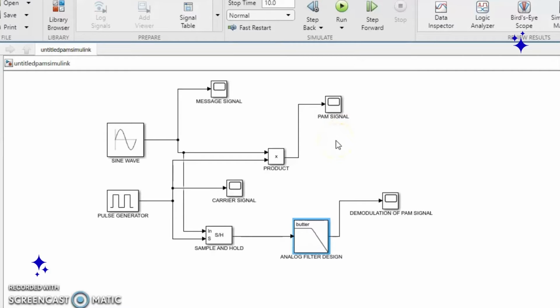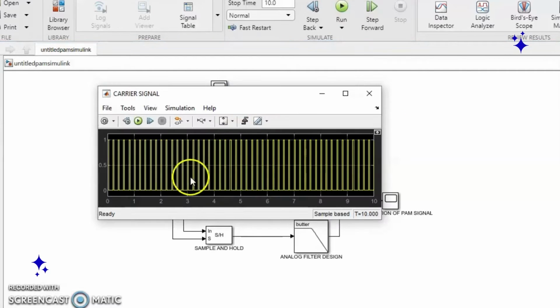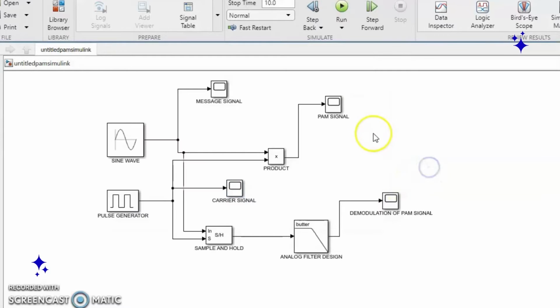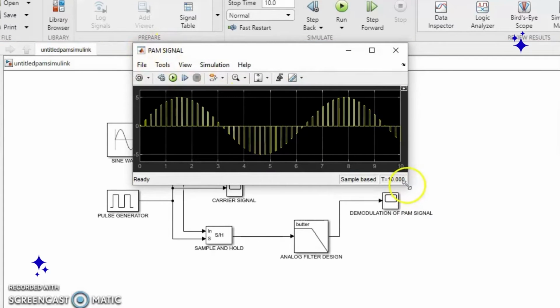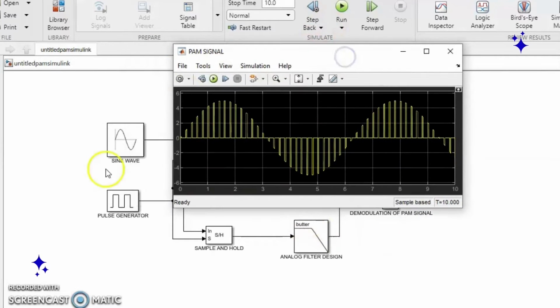Okay, let's see the sine wave and the output of pulse amplitude modulation. First of all we have message signal. Message signal is sine wave. We have carrier signal. Carrier signal is square wave. We need to measure the PAM signal. The PAM signal is generated from the pure sine wave as a modulating signal, and the square wave produces the carrier pulse. So that's the PAM signal.